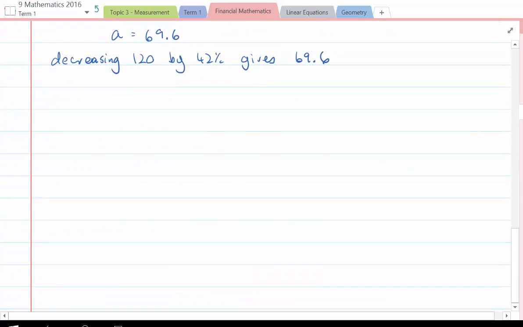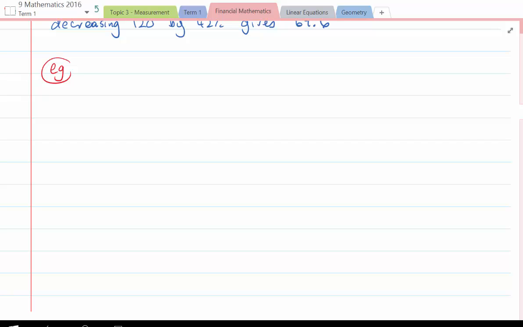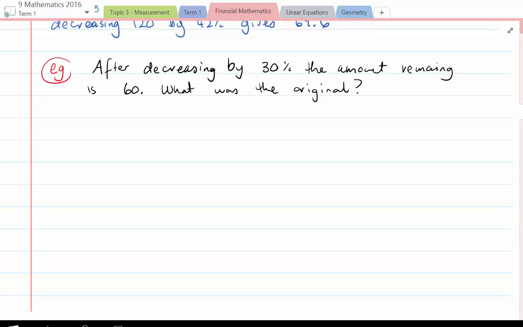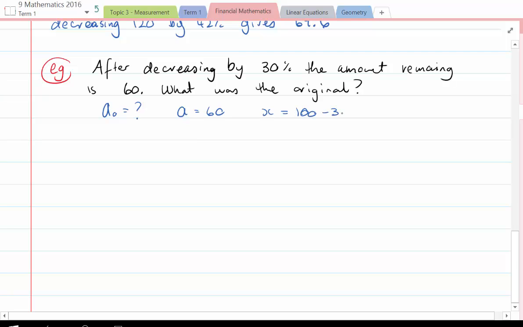We're going to look at one more, and this will be working backwards. So after decreasing by 30%, the amount remaining is 60. We're looking for the original amount, which means that this A O, the original, is unknown. We know what the amount is after that change in percentage, so the amount will be 60, and our percentage, because we're decreasing by 30%, will be 100, take away 30, so we're talking about 70%.